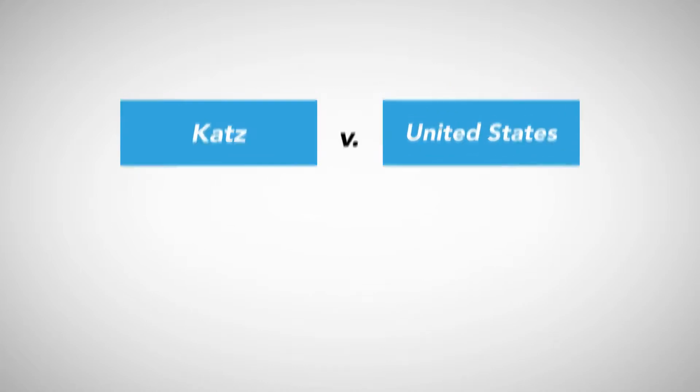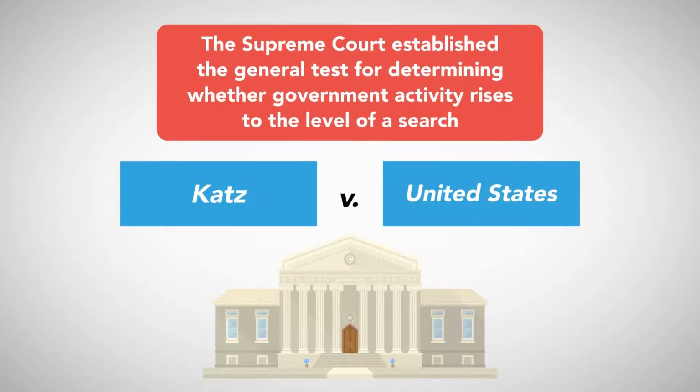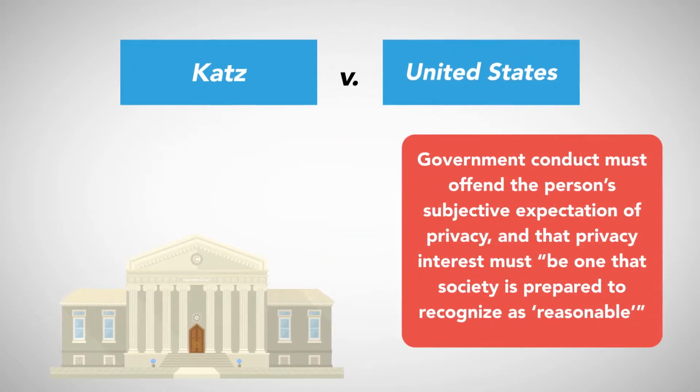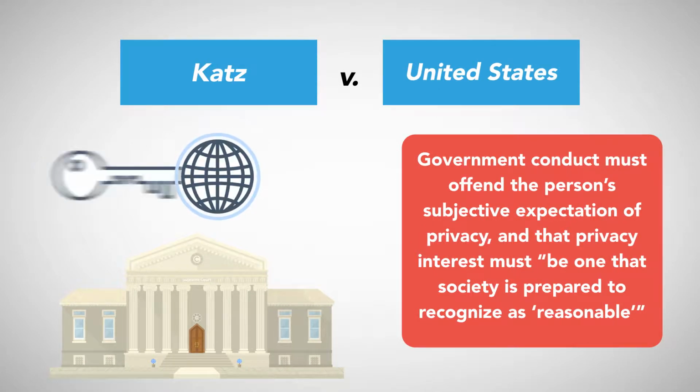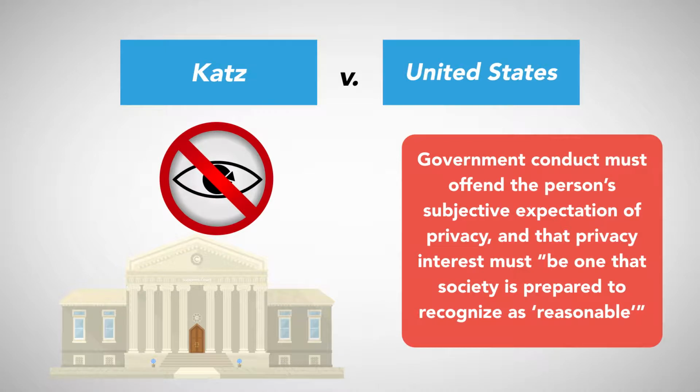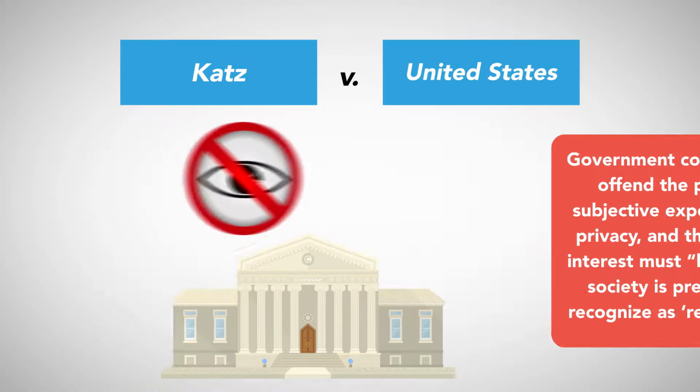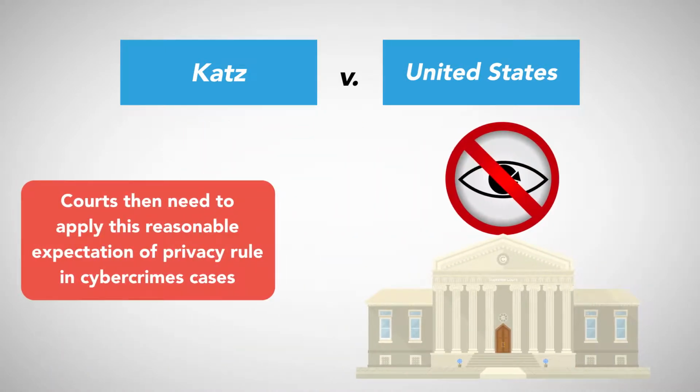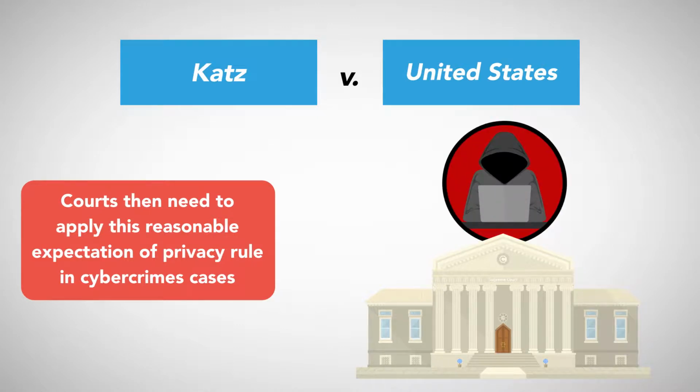In the landmark case, Katz v. United States, the Supreme Court established the general test for determining whether government activity rises to the level of a search. Government conduct must offend the person's subjective expectation of privacy, and that privacy interest must be one that society is prepared to recognize as reasonable. Courts then need to apply this reasonable expectation of privacy rule in cybercrimes cases.